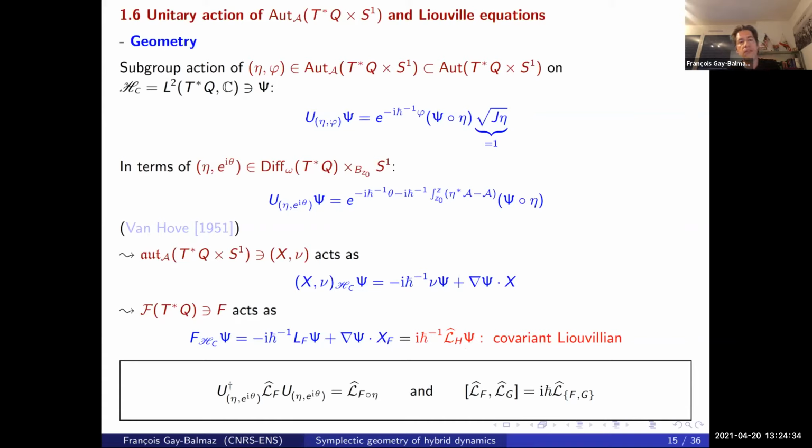Of course, this goes back to the Van Hove approach, which considered this unitary action of connection preserving automorphisms on classical wave functions. So having understood the KvH equation, because this is the self-adjoint operator of KvH, via all this unitary action, geometry is very useful, as you will see also later for the hybrid case.